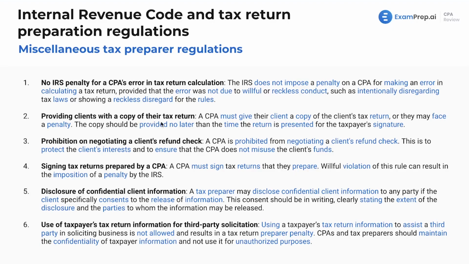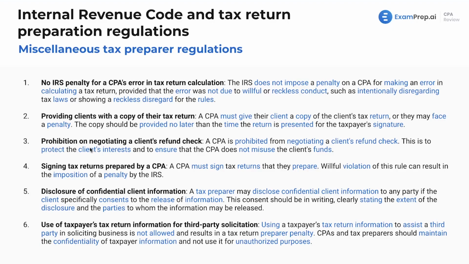Providing clients with a copy of their tax return, a CPA must give their client a copy of the client's tax return, or they may face a penalty. A copy should be provided no later than the time the return is presented for the taxpayer's signature, making sure that we are getting these down. Obviously, I know we're repeating some of these, and that's because likely they're important. Ding, ding, ding, wink at you, nudge, nudge. Probably make sure you know these.